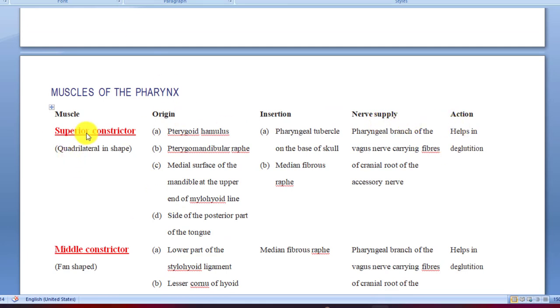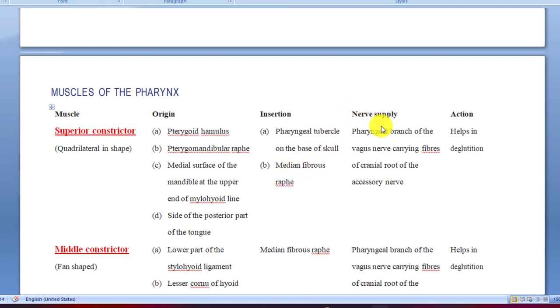Now, here I have written the origin, the insertion, the nerve supply, and the actions of all these muscles. So the superior constrictor muscle gets its origin from different parts: the pterygoid hamulus, pterygomandibular raphe, the medial surface of the mandible at the upper end of the mylohyoid line, and the side of the posterior part of the tongue. So all of these are the origin points for the superior constrictor muscle, and its insertion is in the pharyngeal tubercle on the base of the skull and the median fibrous raphe.